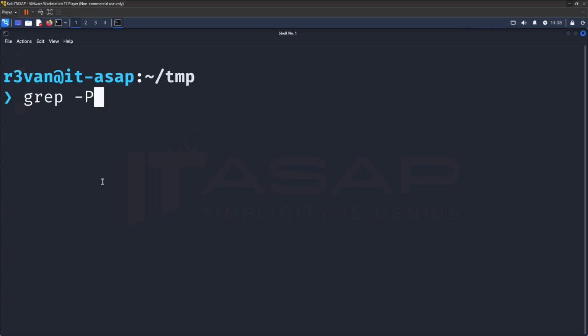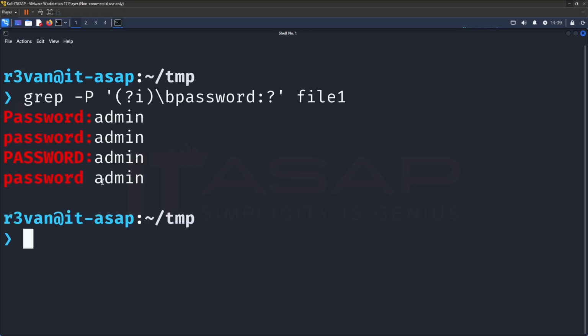grep -P, then we are going to do a \(?i, and that is telling grep, hey, find instances regardless of if they're uppercase or lowercase with this pattern. Then we'll do a non-word boundary. Then we'll do the word password, and then a colon with a question mark, and then we'll say file1.